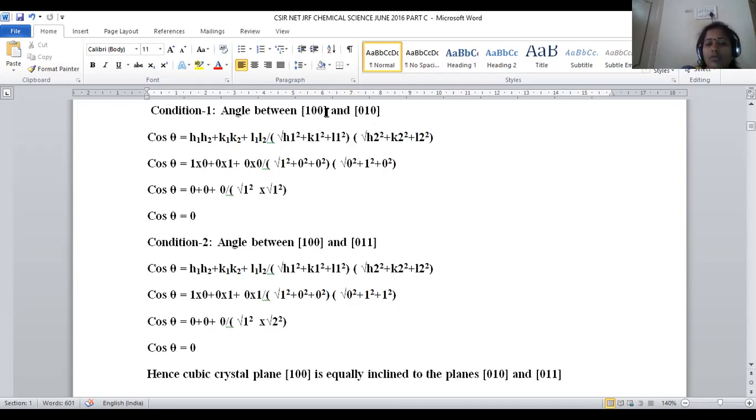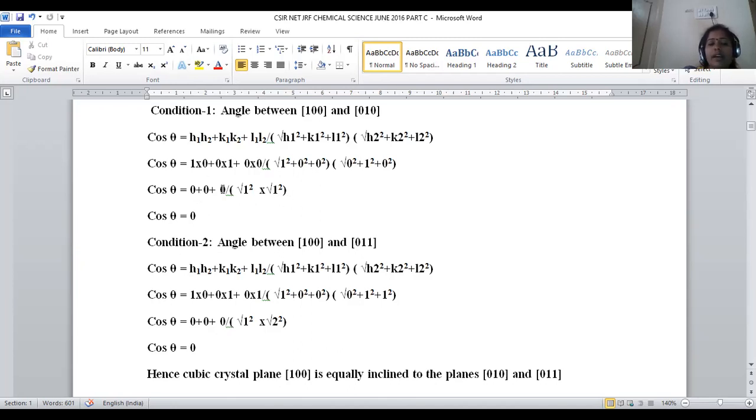So here H1 square is nothing but 1 square, K1 square 0 square, L1 square nothing but 0 square. This can be employed for the second one as well. H2 square is nothing but 0 square, K2 square 1 square, L2 square nothing but 0 square. Then 1 into 0 will be 0, 0 into 1 will be 0, 0 into 0 again 0. In the denominator, 1 square plus 0 square plus 0 square becomes root 1 square, and root 0 square plus 1 square plus 0 square becomes again root 1 square only.